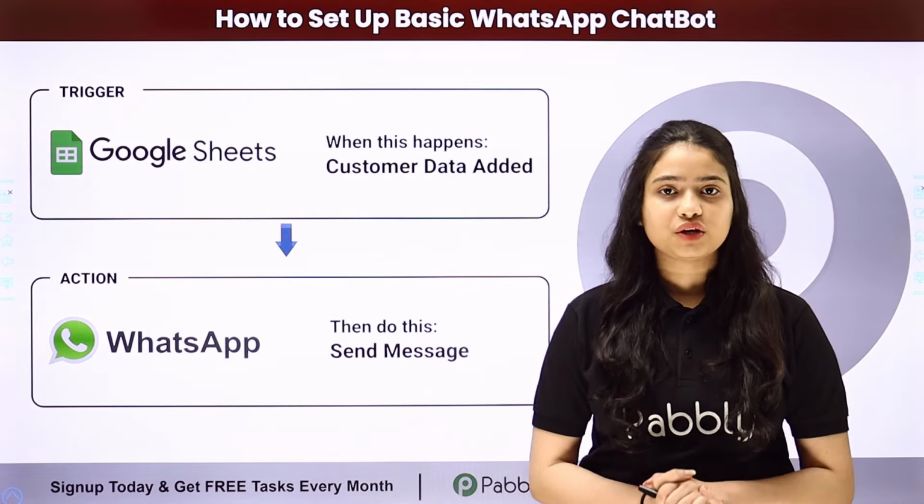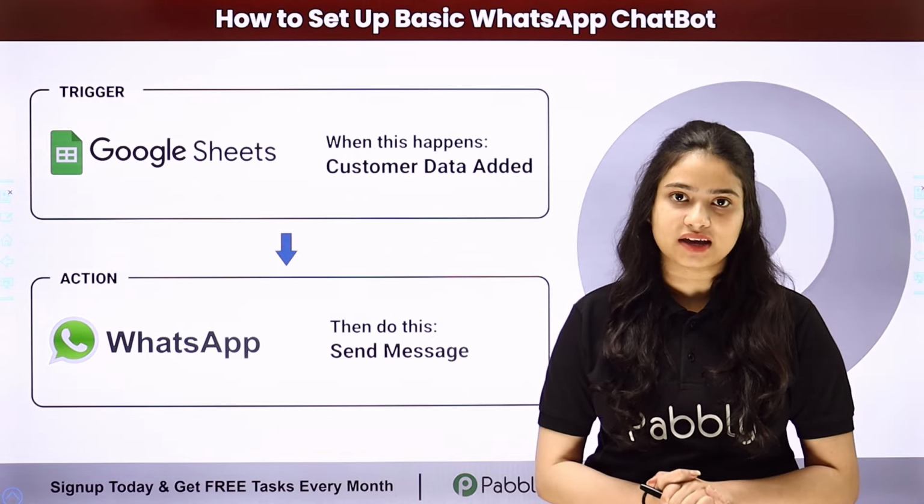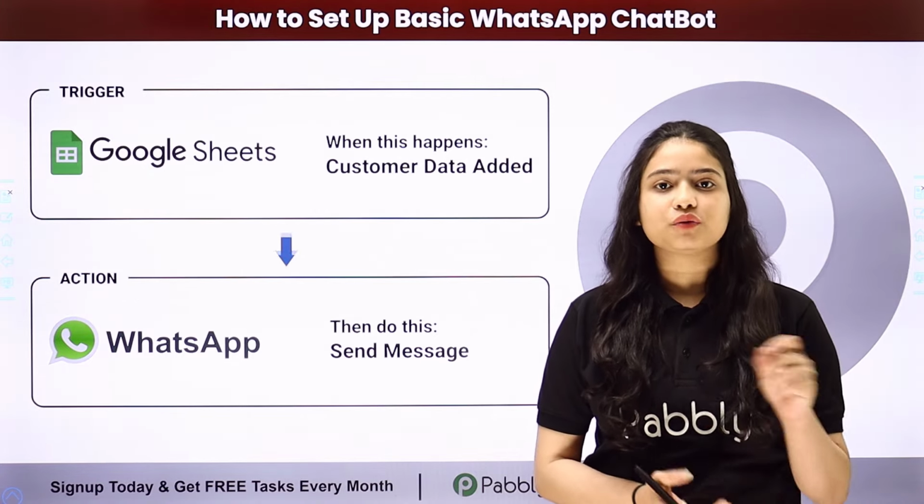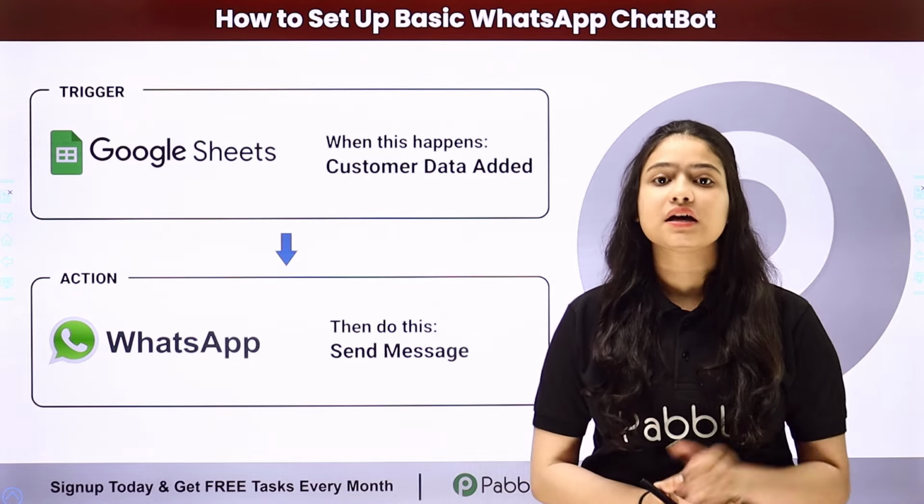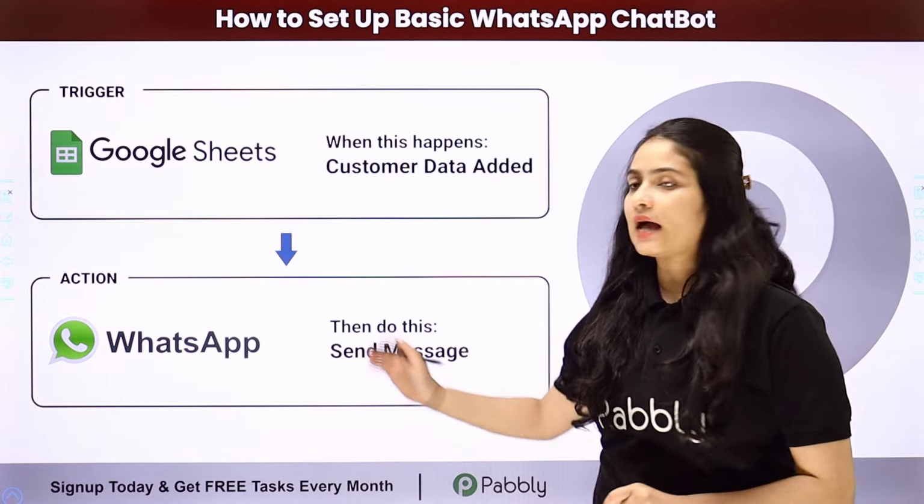In today's video, we are going to learn how to set up a basic WhatsApp chatbot by using WhatsApp Cloud API. So here we are going to create this automation in 2 steps. First of all, we want to send automated WhatsApp messages to all our customers, of which we have the data in our Google Sheets. For this, we are going to connect Google Sheets with WhatsApp Cloud API.